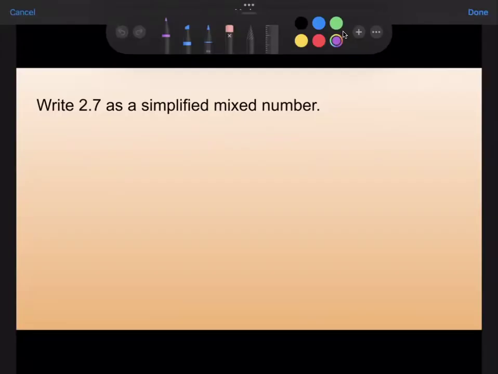Okay, here's our next example. We're going to write 2.7 as a simplified mixed number. So I'm just going to go ahead and write 2.7 here. And as we've talked about in the previous examples, everything to the left of the decimal is the whole number. So I'm going to go ahead and make 2 my whole number here.